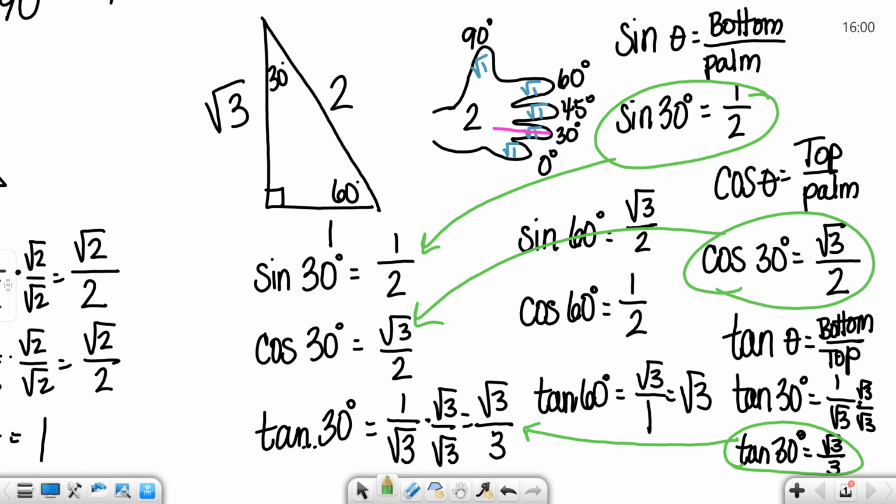So this works with 45 degrees. It works with 60 degrees. Little tricky if you try to do it with the 0 and the 90, but it definitely works with the 30, 60, and the 45.